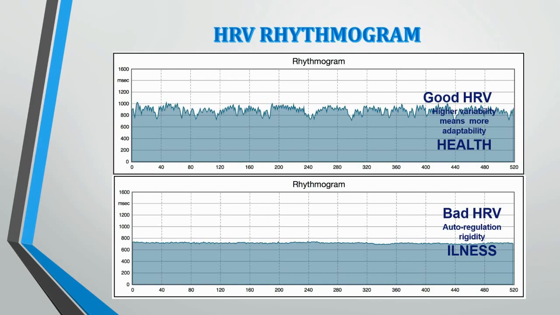Here we see two other examples. The top picture shows you a very good heart rate variability, and a higher variability means that the organism is more adaptable, and this means it can remain healthy despite the inner and outer stressors. On the bottom you see a rhythmogram of a very bad heart rate variability, so this can be translated into an autoregulation rigidity, and this normally means illness.